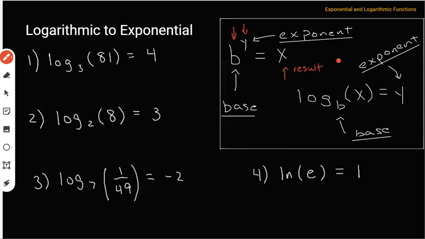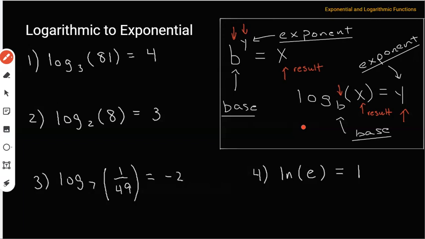Now we can take this exponential expression and make it into a logarithmic expression. That logarithmic expression is going to have a base of b. That's that small number down there. The exponent is going to be on the other side of the equal sign. And then the result that we get is going to be inside the parentheses. So we can use these rules to go back and forth. We can go from exponential to logarithmic, or like we're doing today, we can go from logarithmic back to exponential.